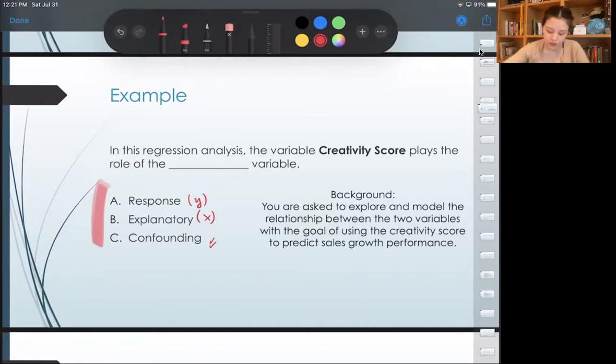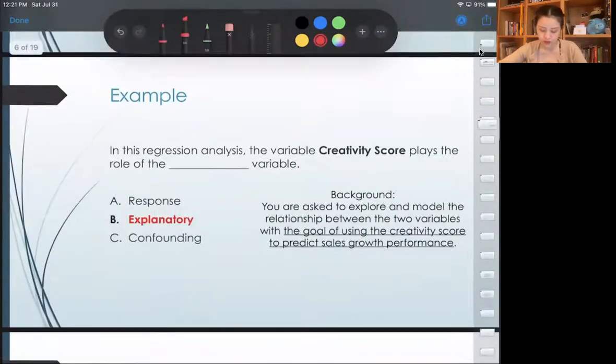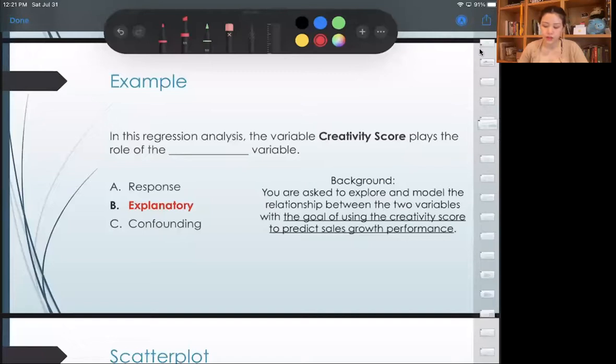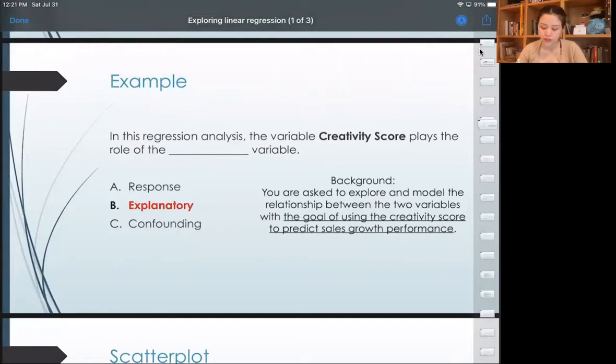Okay. All right. So remember, I said that we use x to predict y, right? And remember, x is explanatory, y is response, right? So we use creativity score to predict the sales performance. So creativity score will be the x, the variable that we use to predict the outcome, right? So it's x, therefore it's explanatory. B, right? B. There you go. That's your answer. And because we use that to predict the sales growth performance, that's what I underlined in the beginning. Okay.